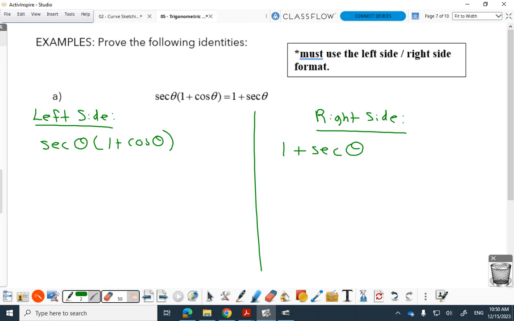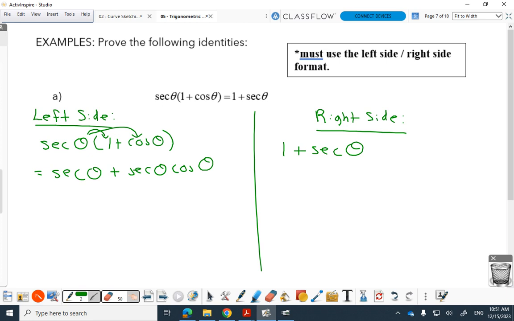One of the options here, how about multiply out the brackets? This side doesn't have brackets. If these are going to be equal, I got to get rid of these brackets. So I'm just going to multiply this in. And I get secant theta plus secant theta cos theta. And I don't want to talk about marks and tests too much, but just from a testing standpoint, if this thing's out of 4, I've already got a mark. I already did something here.